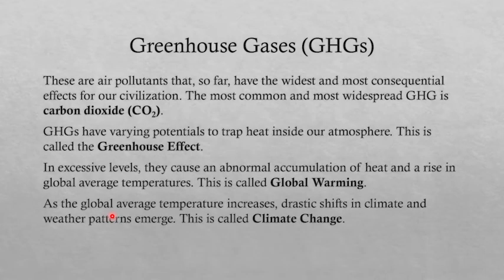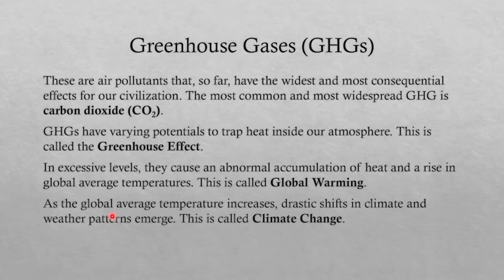And finally, the most destructive classes of air pollutants are what we call the greenhouse gases, or GHGs. Greenhouse gases are air pollutants that so far have the widest and most consequential effects for our civilization. The most common and most widespread greenhouse gas is carbon dioxide. All of us are familiar with carbon dioxide because it is the stuff that we breathe out, and that's also the same stuff that plants utilize for photosynthesis.